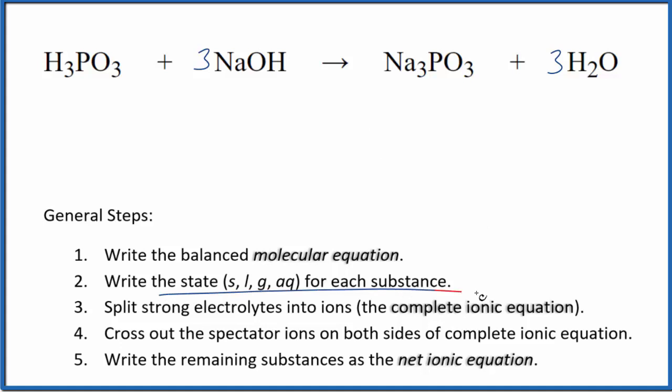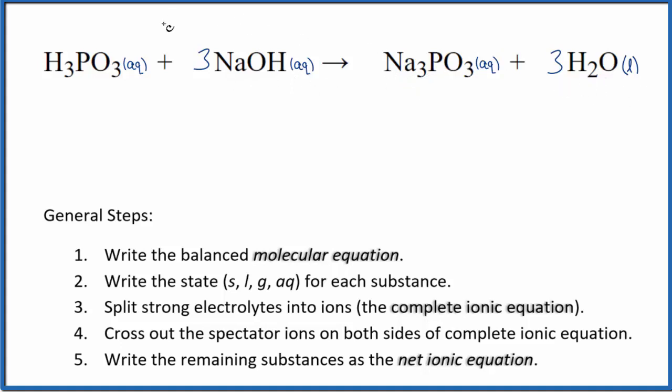Now we need to write the state for each substance. That looks like this. Phosphorus acid, it will dissolve in water. It will become aqueous. It's not a strong electrolyte though. This is a weak acid. We have sodium hydroxide. That's a strong base. That'll be dissolved in water. Sodium compounds, very soluble. And then we have water as a liquid.